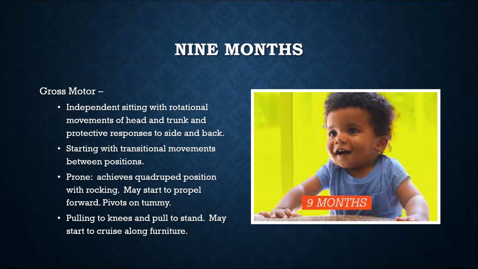In prone, they should be able to get onto their hands and knees and do some rocking. They may start to propel forward. Sometimes backwards crawling comes first. They end up pushing with their arms instead of pulling forward. They also may pivot on their tummy. Some children can be very mobile by pivoting in circles on their tummy or rolling to items that they want. It's good to have motivation to get moving.